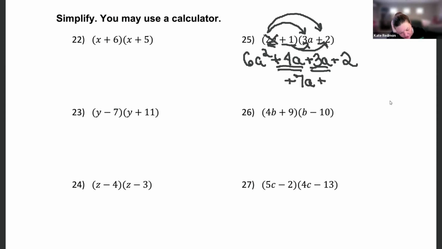There's no other constant terms, so I'll just have plus 2. There's no other a squared term, so I'll just have 6a squared. Final answer is 6a squared plus 7a plus 2. That's as much as I can do here.